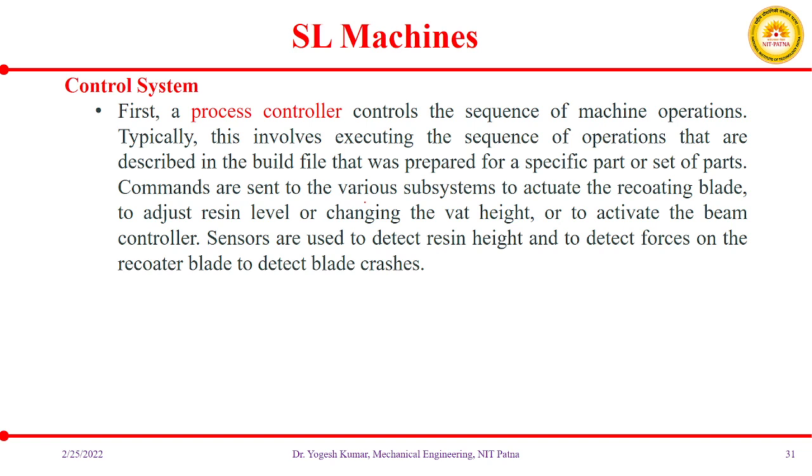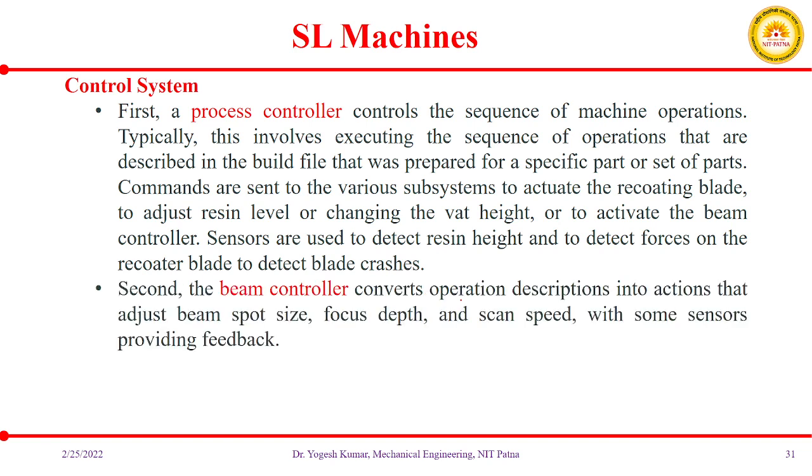Commands are sent to the various subsystems to actuate the recoating blade, to adjust resin level or wet height, or to activate the beam controller. Sensors are used to detect resin height and to detect forces on the recoater blade to detect blade creases. Okay.